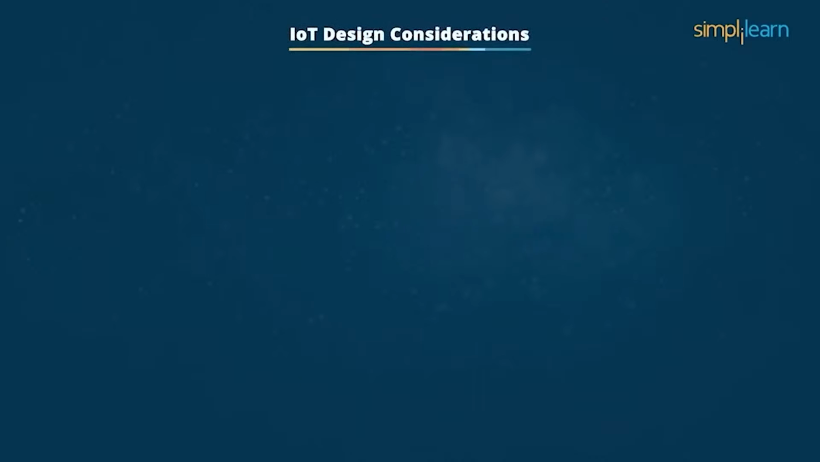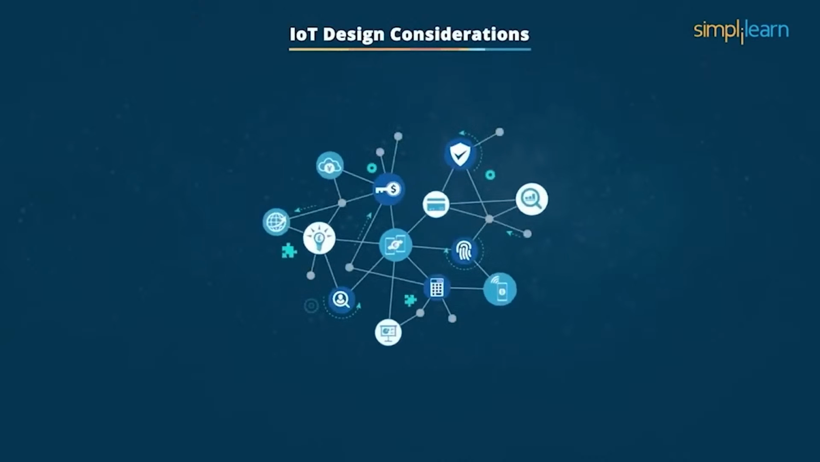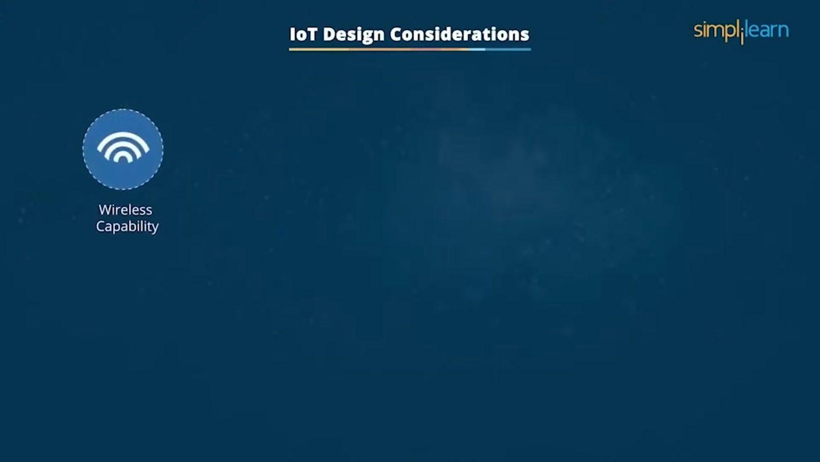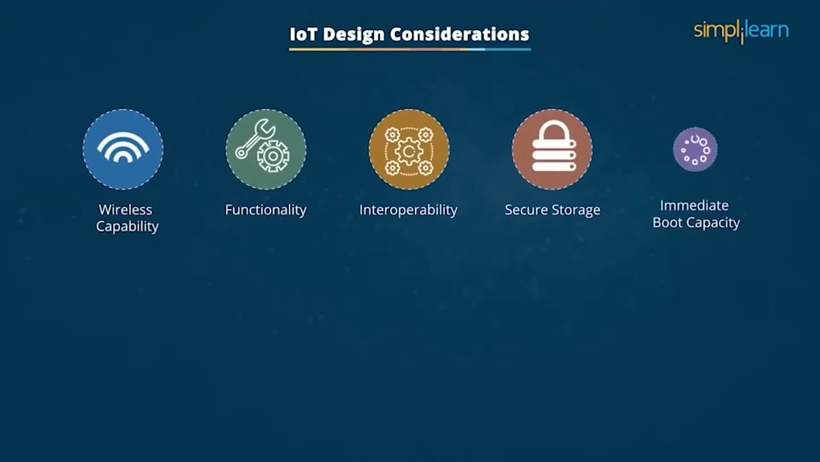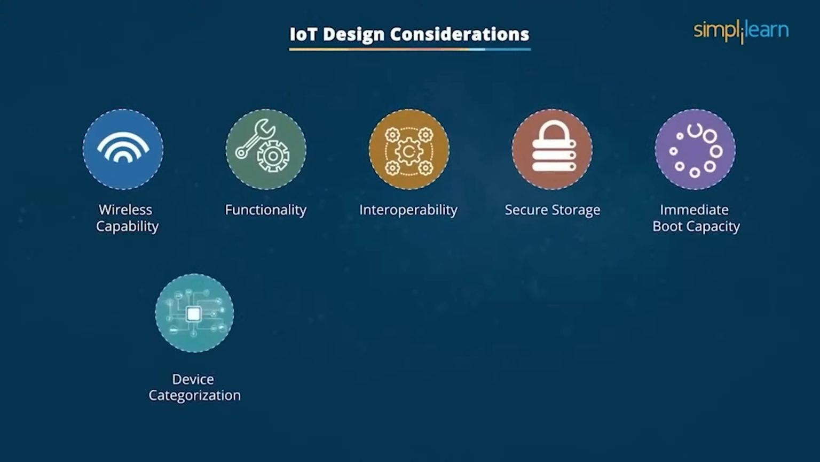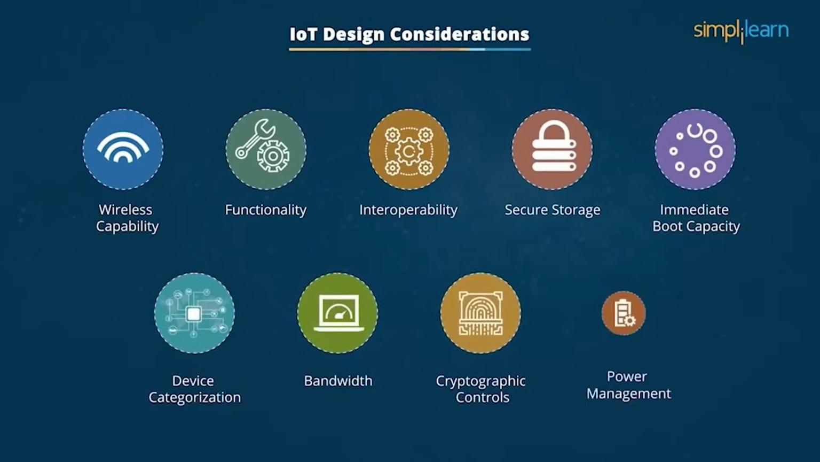IoT Design Considerations. When you choose an IoT solution, you need to consider several factors, like its wireless capability, functionality, interoperability, secure storage, immediate boot capacity, device categorization, bandwidth, cryptographic control, and power management. The design considerations should be a mix of the estimated average of all these components and indexed to balance the user requirements. You also need to set up a dispute resolution mechanism in case of failure in the long run.